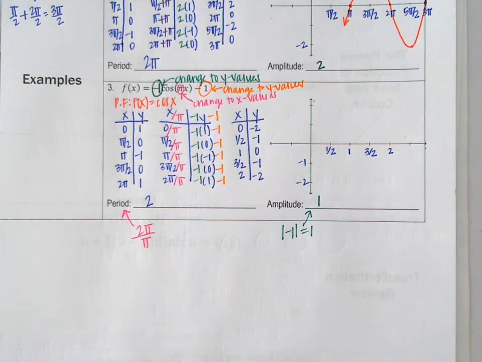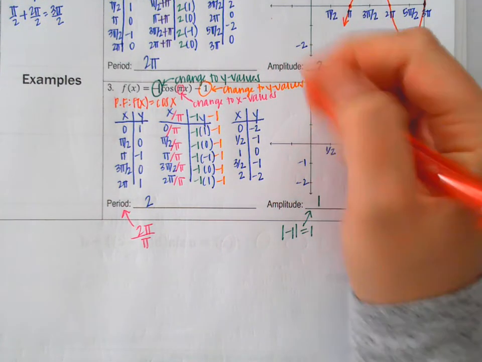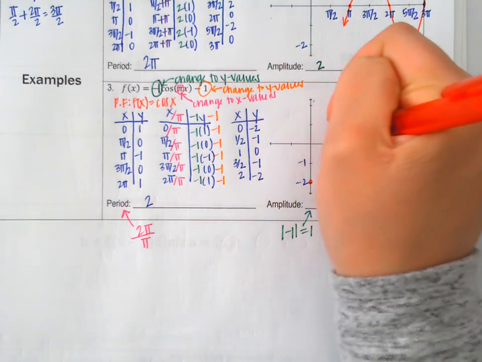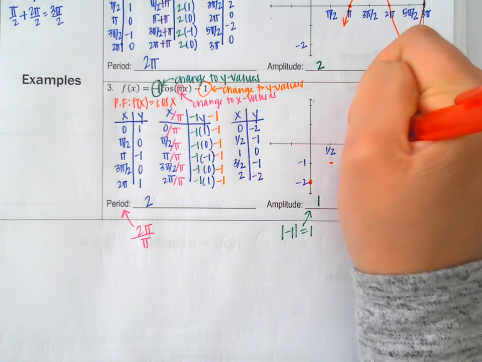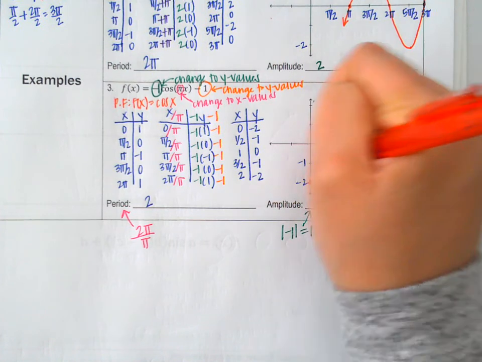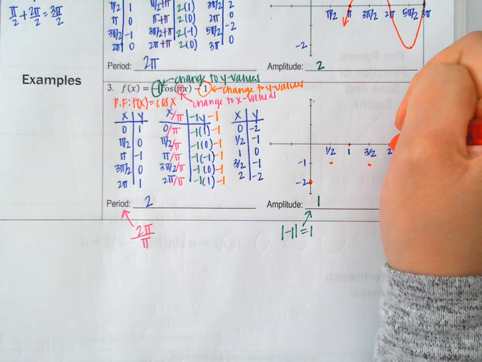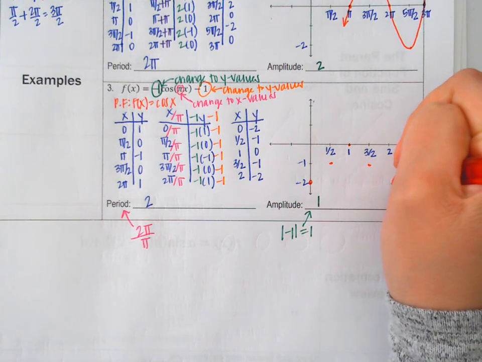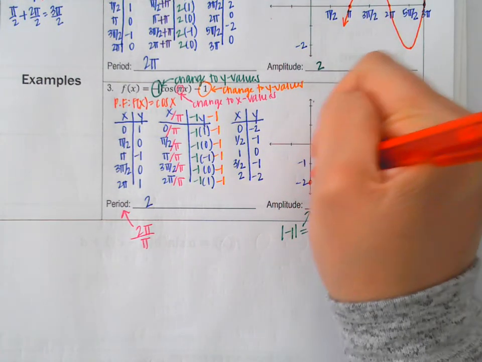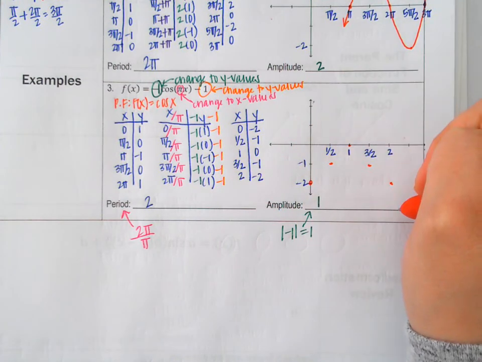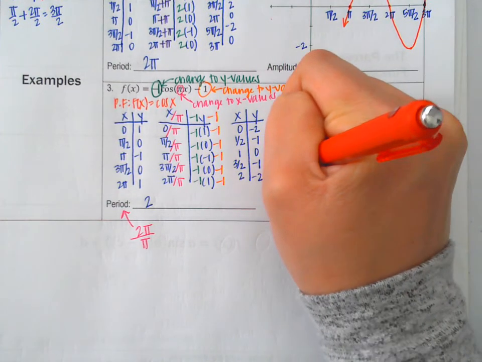And then I can plot my points. 0 is at negative 2. 1/2 is at negative 1. 1 is at 0. 3 halves is at -1, and 2 is at -2. Now remember, we know this is going to be cyclical, so we know that it's not just going to be this downwards facing parabola. It's actually going to be like this.